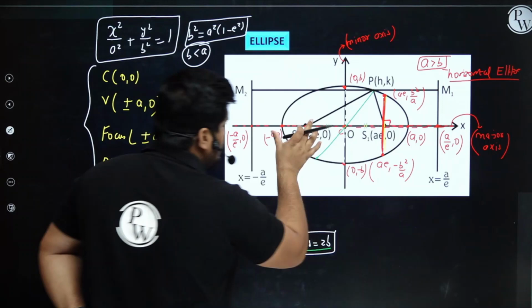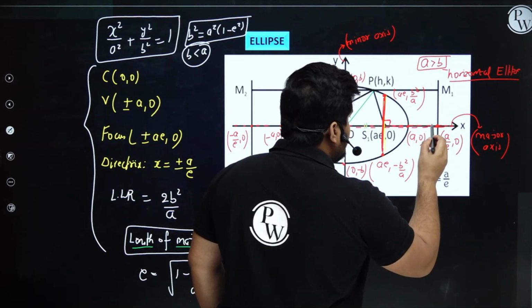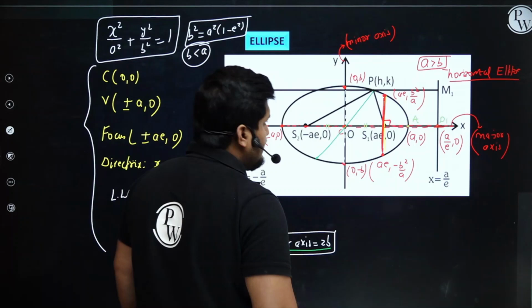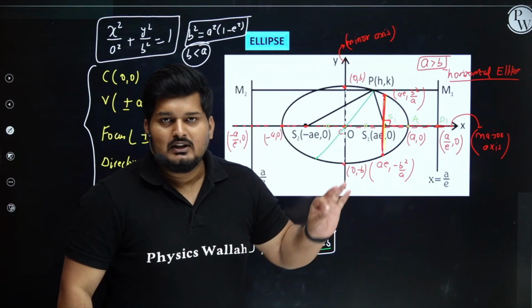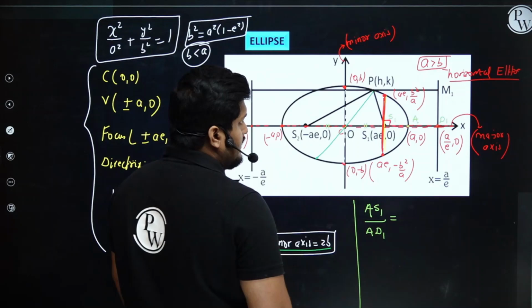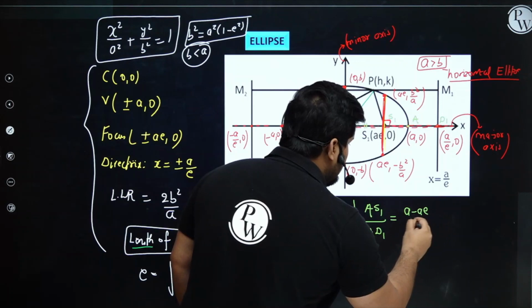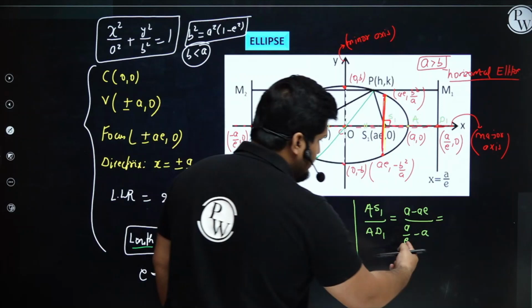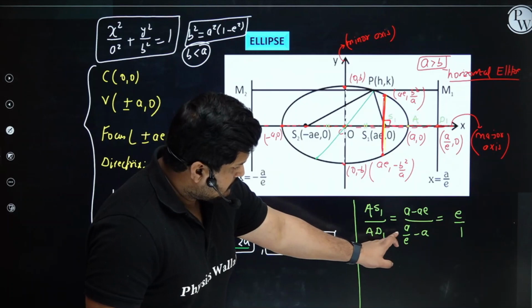Also, let's say this point here is P. Let me say this point is A, and this point is D1, the foot of the directrix, and this is S1, the first focus. Now just see the ratio, guys. What is the ratio here? What will be AS1 divided by AD1? The AS1 length is A minus AE, divided by AD1, which is A by E minus A. So you take the LCM, this is A minus AE. This E will go into the numerator and A minus AE will cancel out. So this ratio is coming out to be E is to 1.